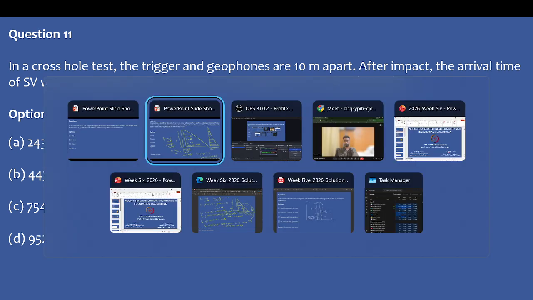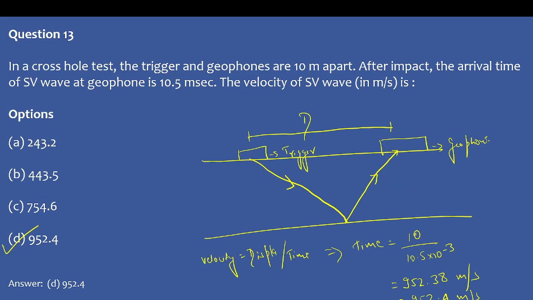So let's check the answer for this. That is how you will basically deal with it. Here is the diagram in front of you. You are having the trigger and then you are having a geophone. First the wave travels from the trigger to the geophone, and then you can calculate the velocity, which is displacement upon time. The total displacement is given to you, which is 10, and the time is given to you, which is 10.5 milliseconds.